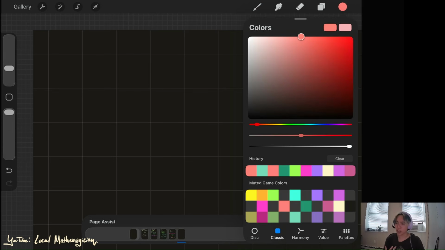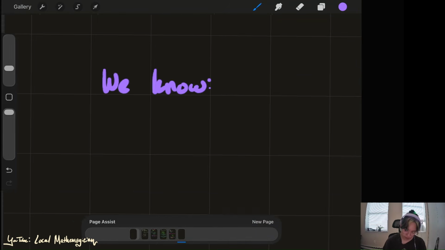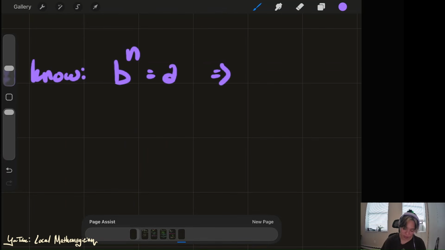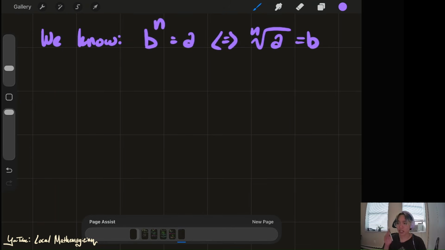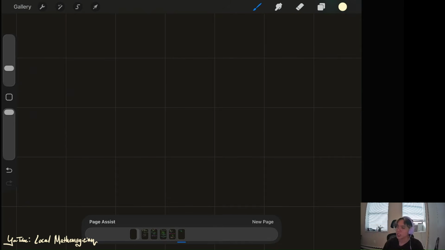Okay, so now let's start talking about technically 6.3. We know that b to the power of n is equal to a means that the nth root of a is equal to b. We know this is fine. But if we can write it as an exponent, we should be able to write this side as an exponent as well. Let's figure out what that exponent can do.